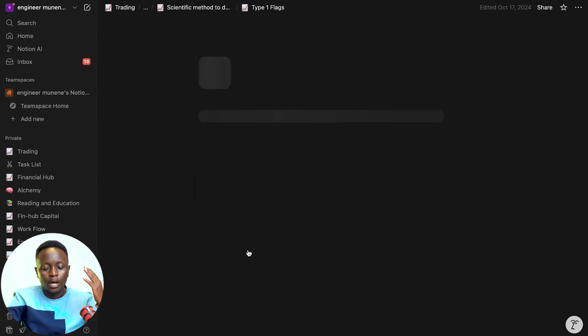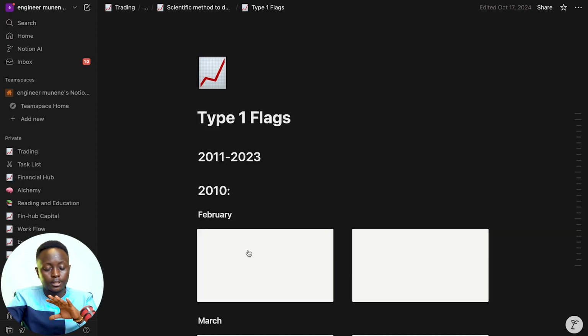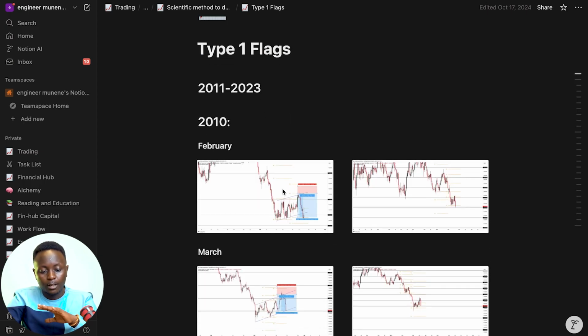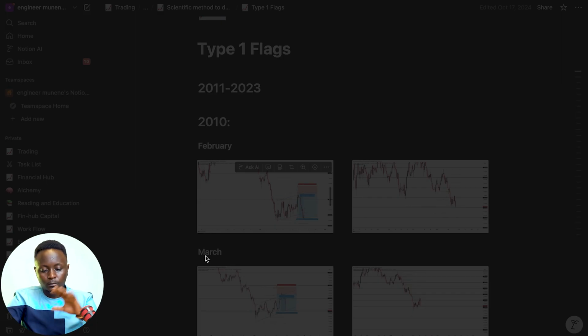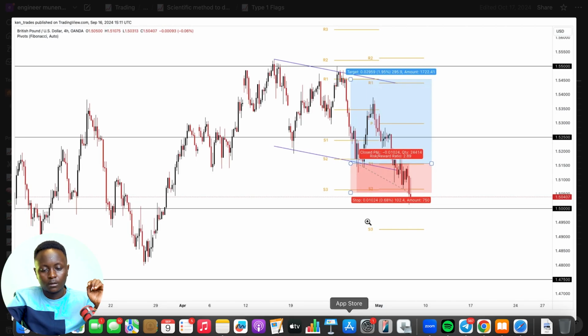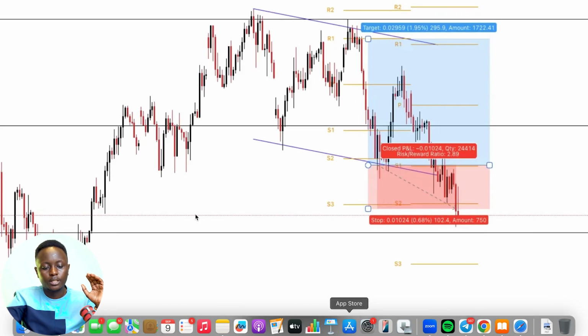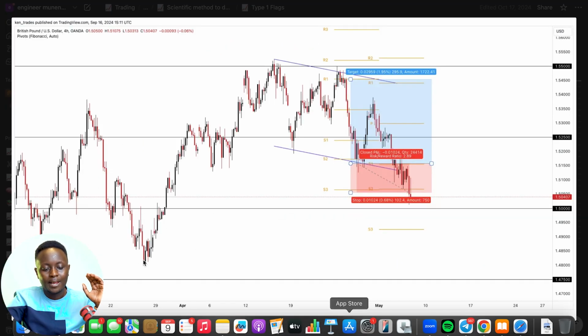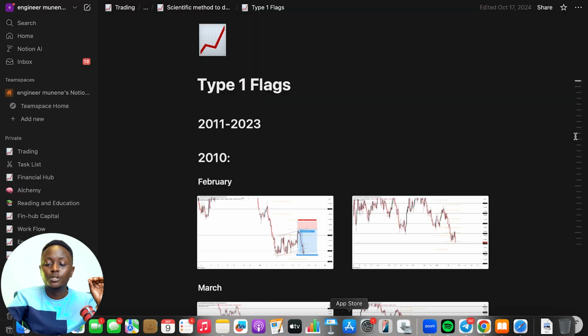For example, if I open this chart here, you'll see that this is an example of a type 1 flag. Let me just double click for it to be zoomed out for you to see. Yeah, like this one here. You can see that this is an original impulsive leg to the upside followed by a flag pattern. This was a correction, and you can see markets bounced off, but the market did not attain my target. Instead, the market continued moving lower. So this was a flag. It worked well, but it did not attain my targets.